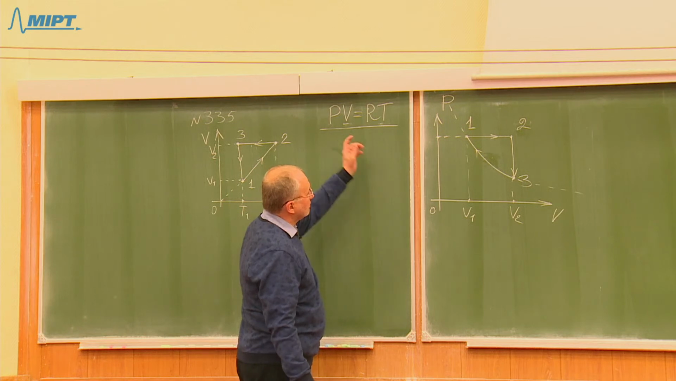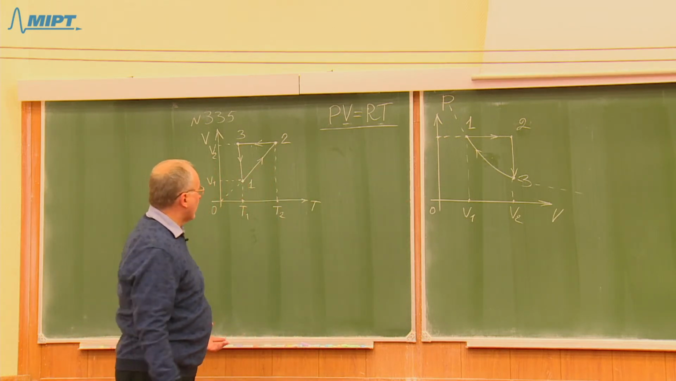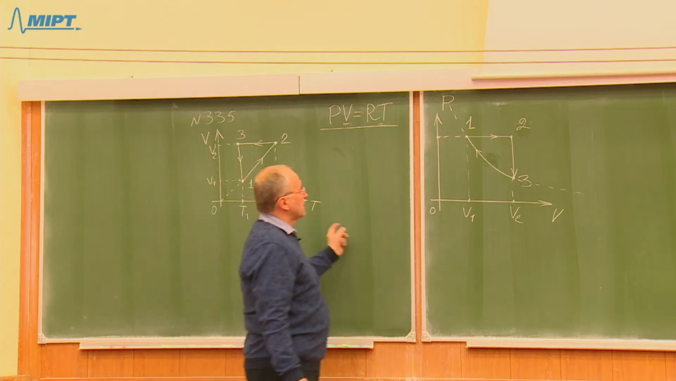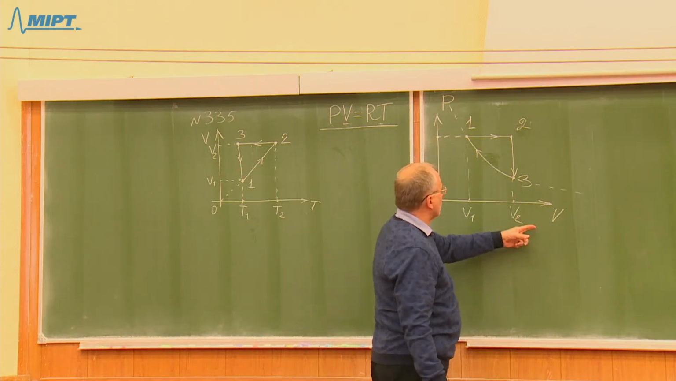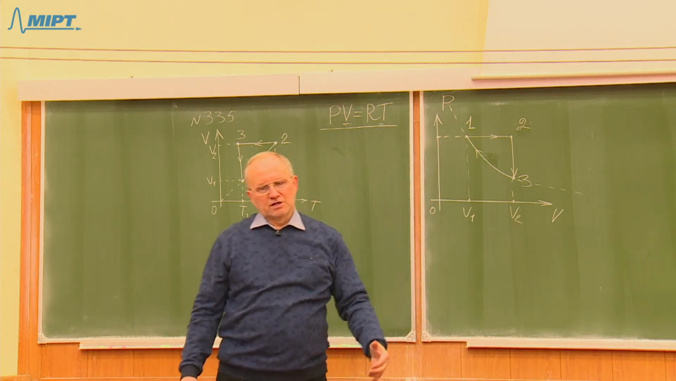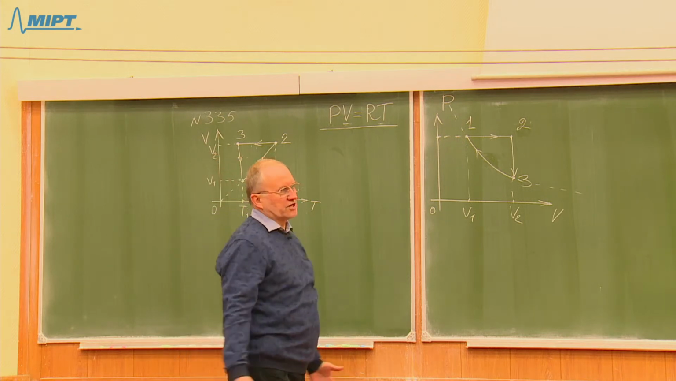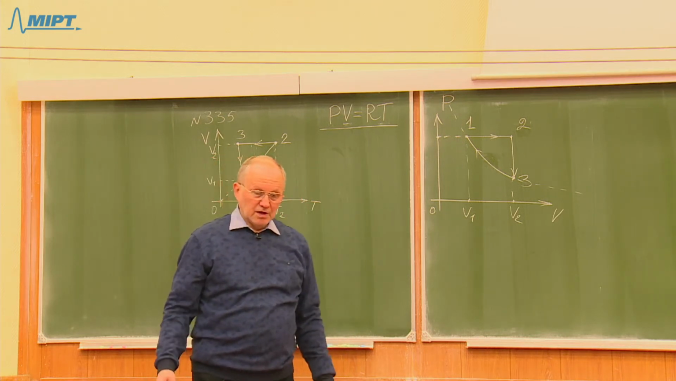Just use the ideal gas equation and you will be able to show the same diagram in any axis. Volume versus temperature, or pressure versus volume, or pressure versus temperature. It's also possible to show this cyclic process in a PT diagram, pressure versus temperature.